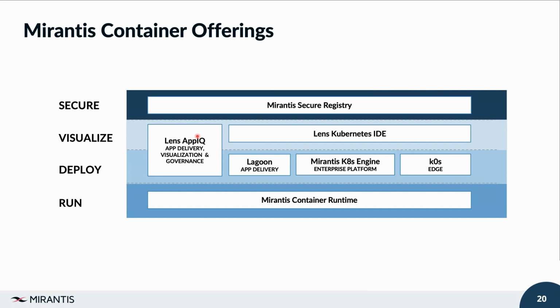We also have Lens AppIQ, which handles the deployment and visualization that gives power to your developers and your DevOps and SRE teams to look into the clusters, look into what your application is doing, security, and also manage the teams and clusters all in one single environment through both Lens AppIQ and the Lens Kubernetes IDE. From the security side of things, everything has security built in, but in terms of security scanning, making sure that things are locked down, and that only authorized users are able to sign code and deploy code, we have the Mirantis Secure Registry, which is your container registry that you can control through policies. It can scan images for vulnerabilities, provide remediation steps, and provide lifecycle management, such as pruning, mirroring, garbage collection, all that kind of good stuff.